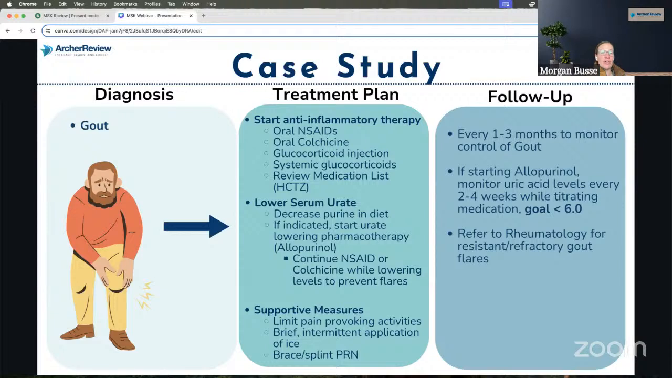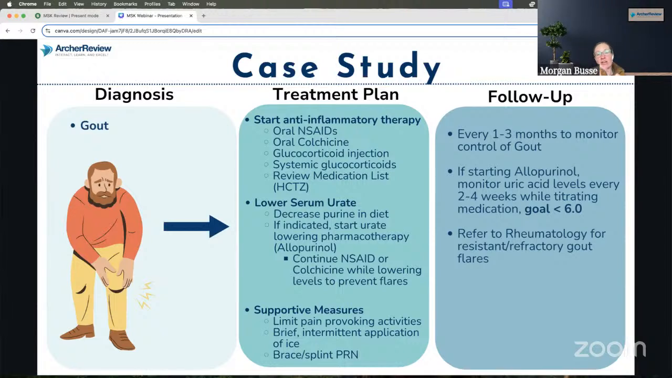Now he's on allopurinol. We got him to max dose slowly. We were checking his levels every 2 to 4 weeks as we were titrating up the allopurinol. We started at 100, went to 200, then 300 milligrams, and we did finally get him to about a 4.5 uric acid level. He remains on the colchicine and the allopurinol at this time, and we will slowly take him off the colchicine.